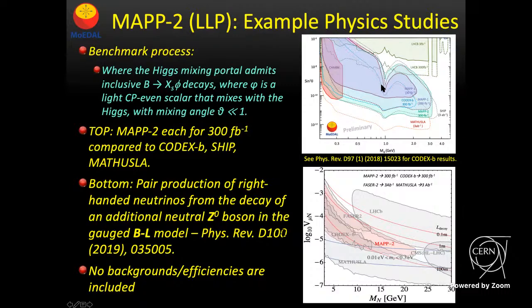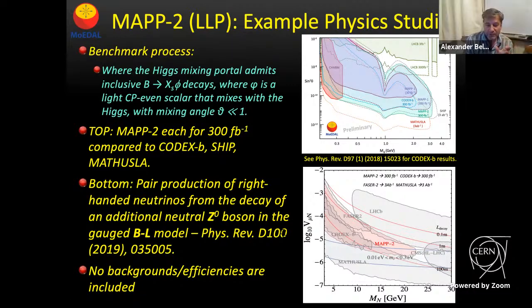When you look at these two benchmark processes, one is this scalar decay from exclusive B decays, from a dark sector model. And at the bottom here, where we have this pair production of right-handed neutrinos, a decay of an additional Z0 boson, you see at the top the collider limits, and then underneath the Methuselah limits, and filling in between the limits of MAP-2 and to a certain extent CODEX-2 and FASER-2. And likewise here, when we go to high luminosity LHC, we nearly do as well as SHiP in this search for the scalar and fill in the space between LHCb and Methuselah. So we always play this complementary role.